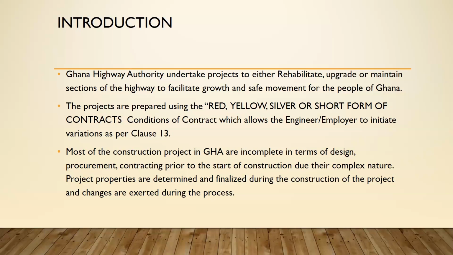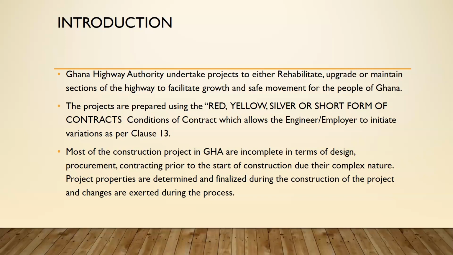And then with the silver book, the conditions of contract for EPC, which is the engineering, procurement, and construction. And that's what we also call the turnkey. And it provides a fully equipped facility ready for operation. And then with the short form of contracts, it's basically for small works or repetitive works for a short duration or of a small capital value.